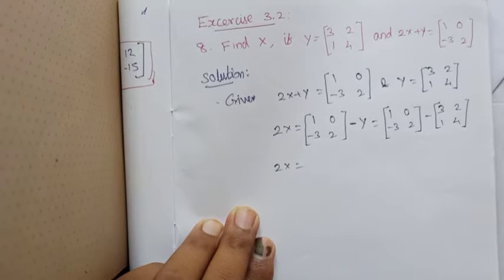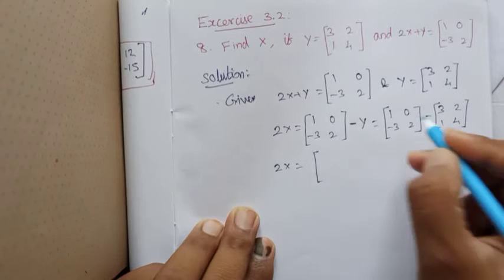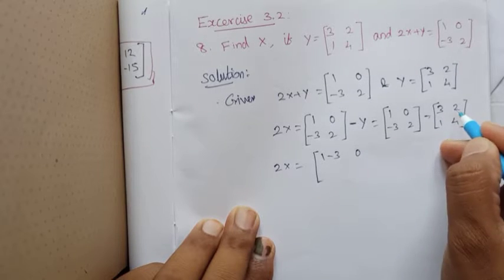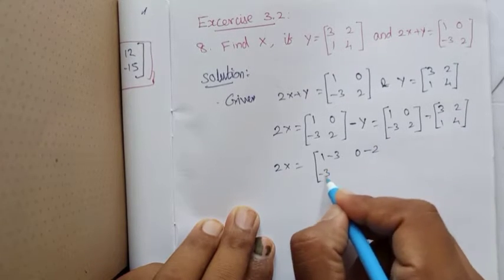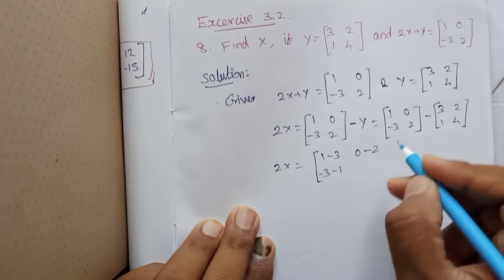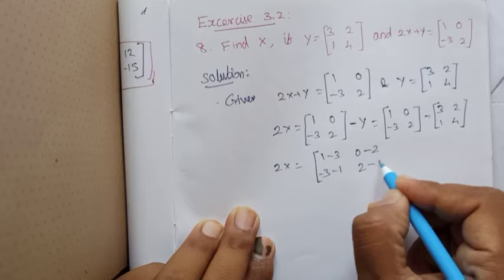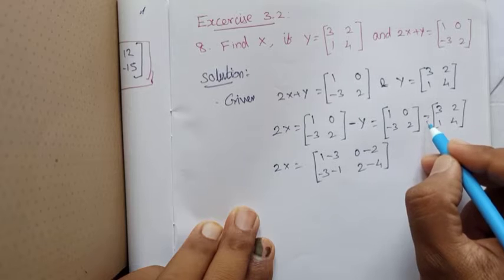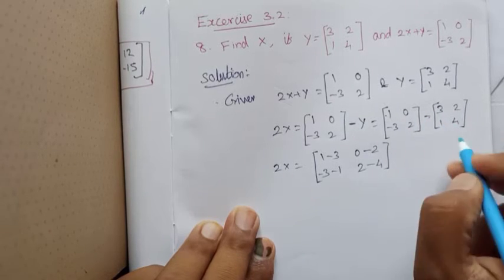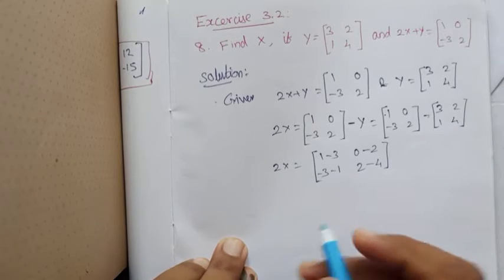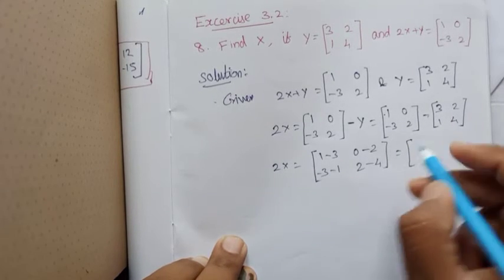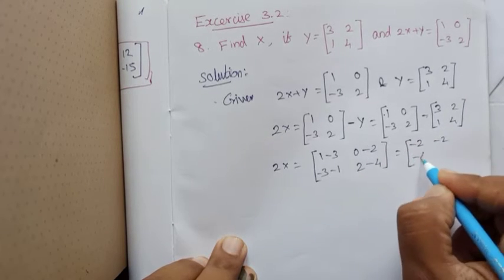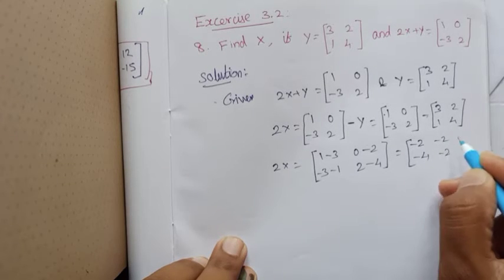So 2x is equal to 1 minus 3, here 0 minus 2, here minus 3 minus 1, and 2 minus 4. Or another way, we multiply minus 1 inside the matrix, we get a plus sign, and directly add the corresponding elements. That avoids mistakes. Then 1 minus 3 is minus 2, 0 minus 2 is minus 2, minus 3 minus 1 is minus 4, 2 minus 4 is minus 2.